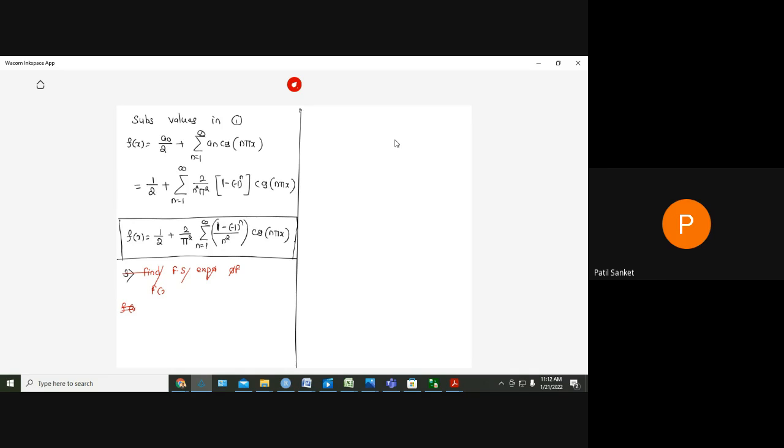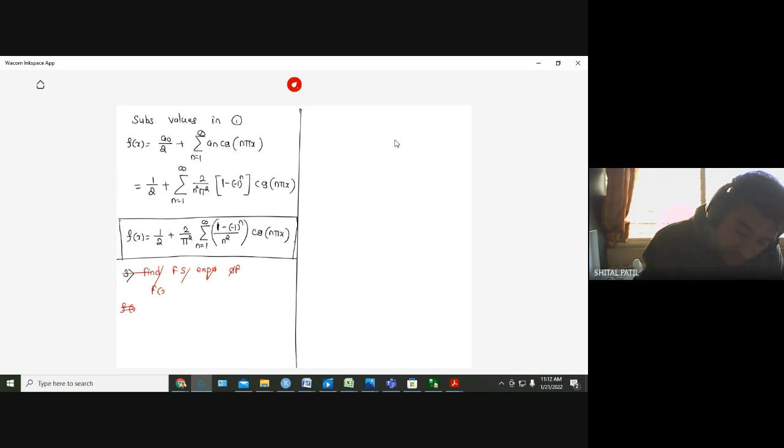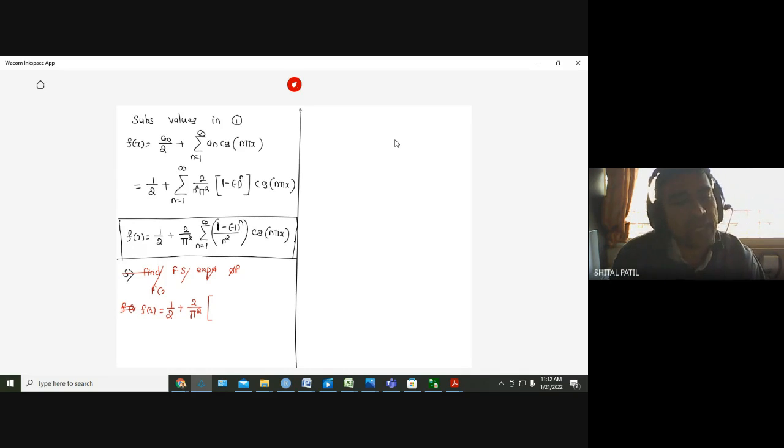Yes, 1 minus x. That function f of x had two parts, right? Yes, sir. So let me keep f of x as it is: 1 upon 2 plus 2 by pi square. Okay, now take n equal to 1. See what happens. In the summation, now 1 minus minus 1 raised to n is there. So if you take n equal to 1, minus 1 raised to 1 is minus 1.